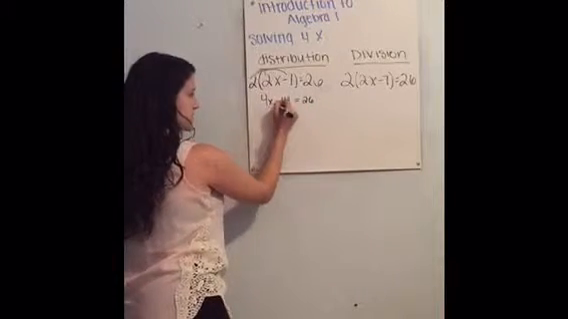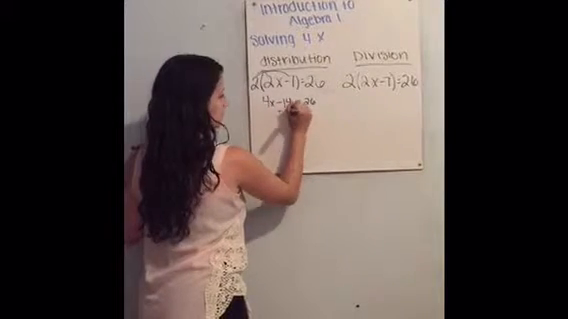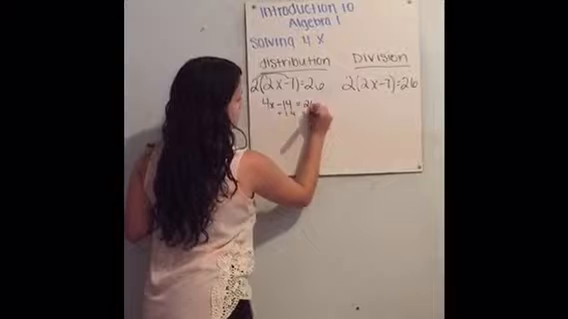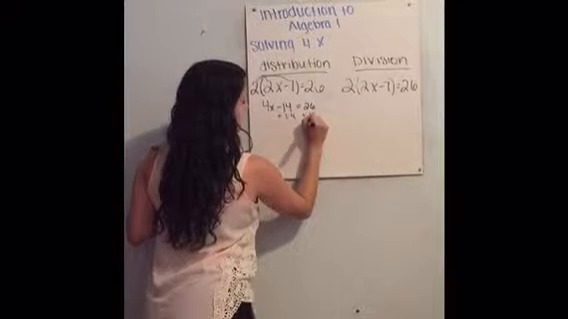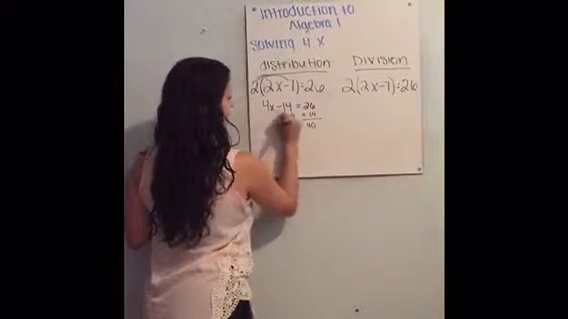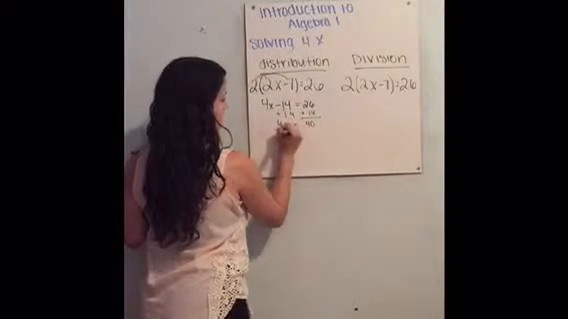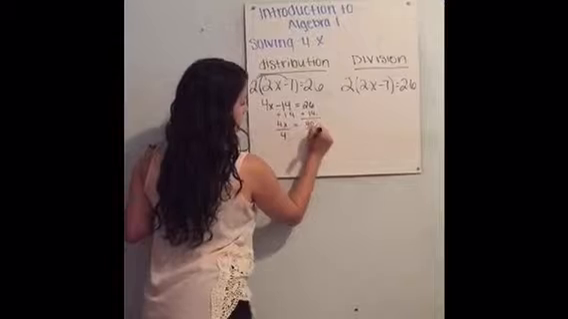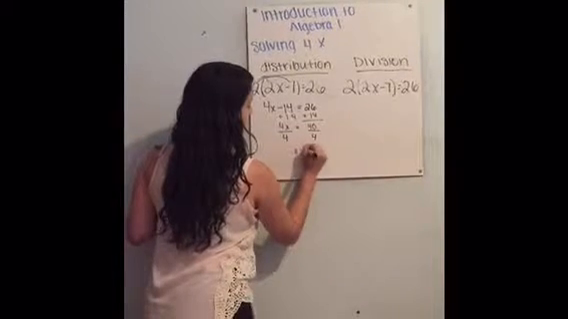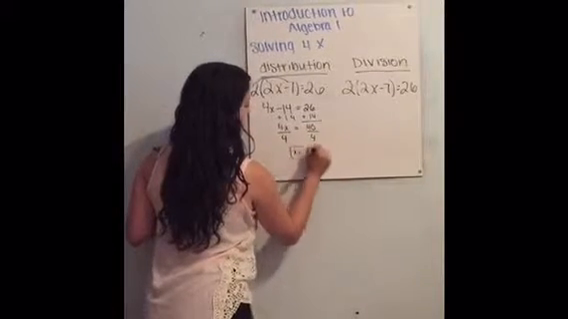Then you just approach this like any other equation. You add the 14 to both sides. You get 40. Then 4x equals 40. Divide the 4 both sides, and x equals 10.